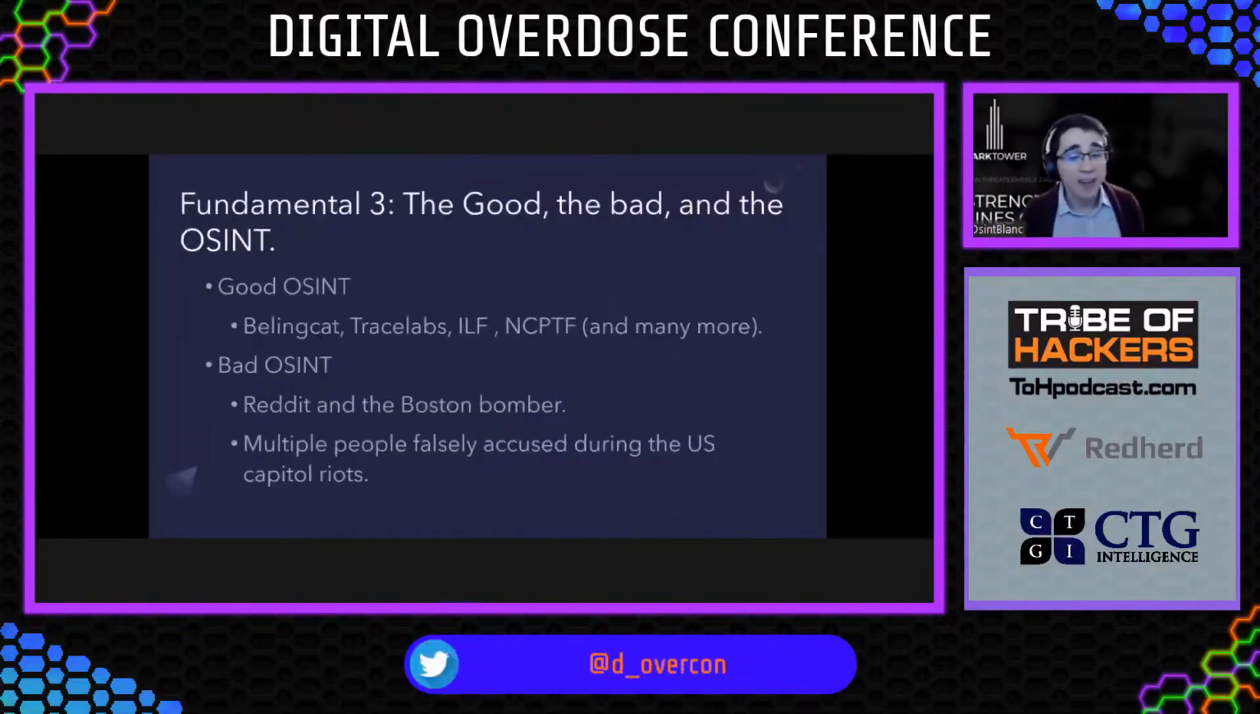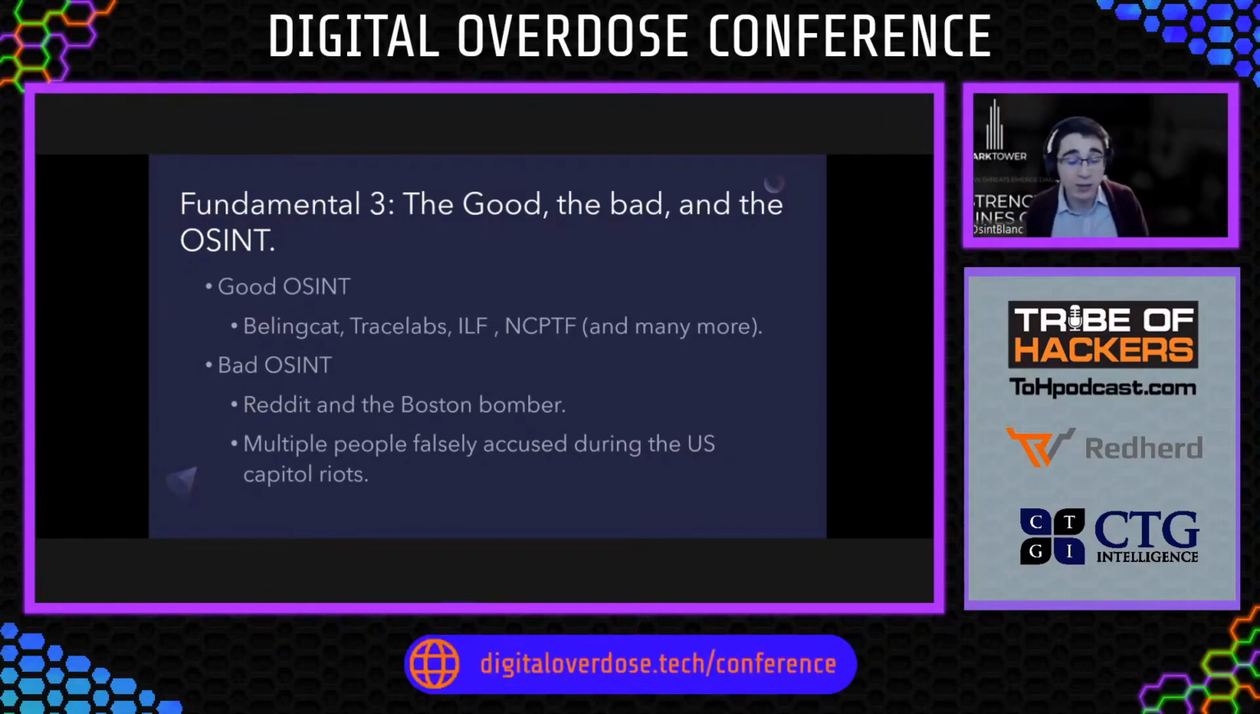So that said, before I get into the nitty gritty of some of the ways that you might do analytic technique, I want to talk about the good, the bad, and the OSINT. There are a lot of great organizations doing good OSINT right now, organizations like Bellingcat, Trace Labs, ILF, and NCPTF, and honestly a ton more who it would take more time than I have to talk about.